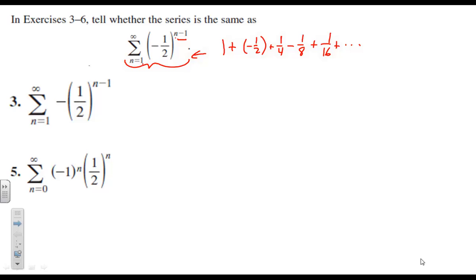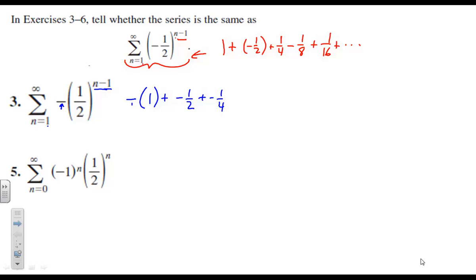Now, let's see if we get the same thing out of problem number 3. Well, when n is 1, I've got 1 minus 1, which is 0, so I'm going to get negative 1. Now, this negative is on the outside, so it's not affected by the power. I get negative 1, then plus a negative, and now n is 2. 2 minus 1 is 1. So this is going to be negative 1 half, and then a positive. The next term is going to be adding negative 1/4.